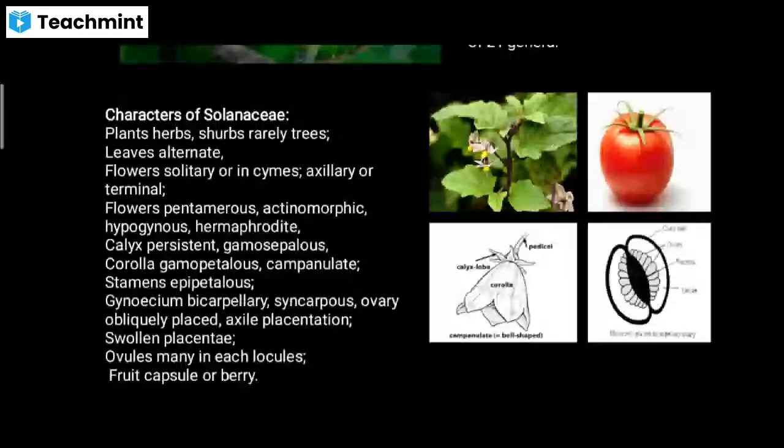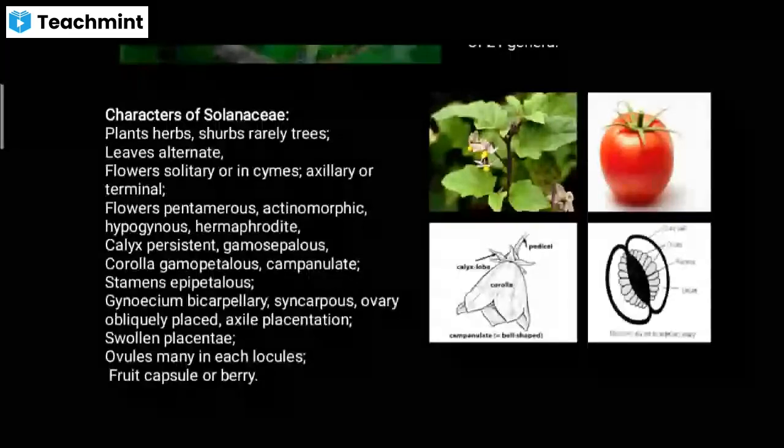Then stamens are epipetalous. That means stamens are attached to the petals. Then next term is about the gynoecium. Gynoecium is bicarpellary syncarpous. Bicarpellary, that means they are two in number. Syncarpous, that means they are fused. Then the ovary is obliquely placed. They have axile placentation.